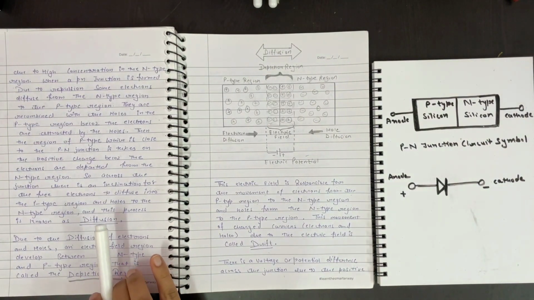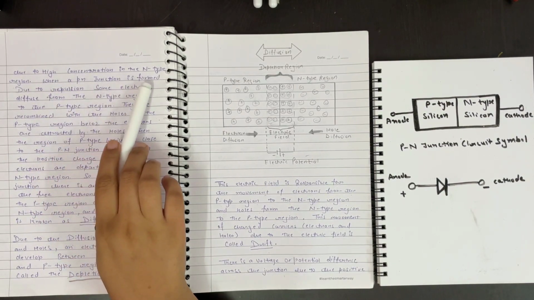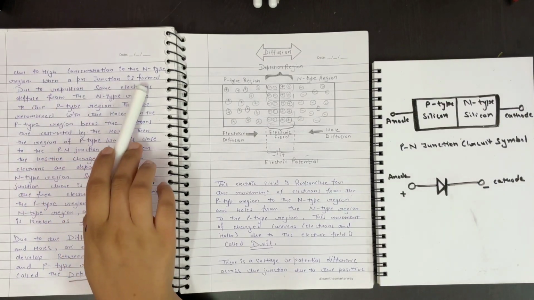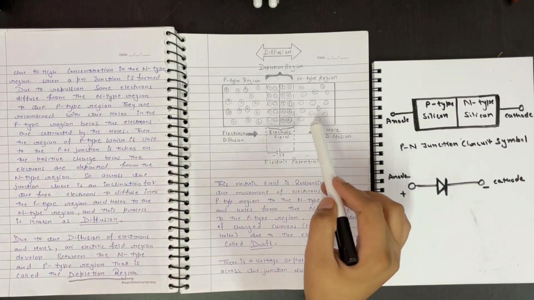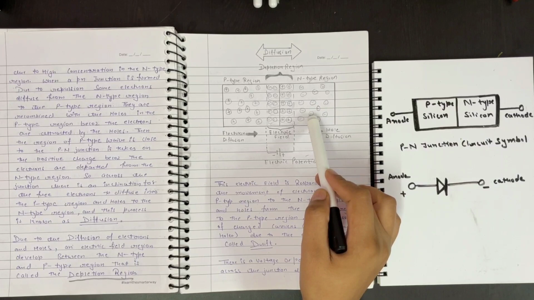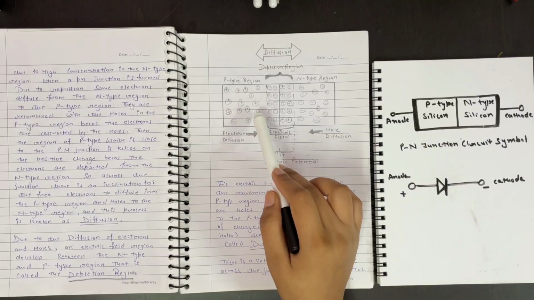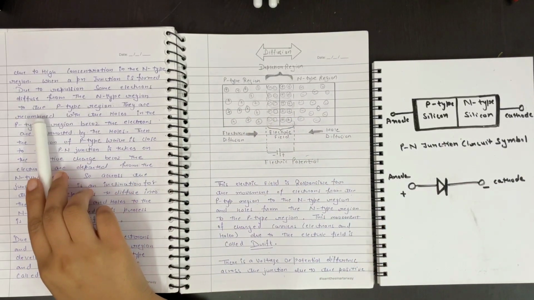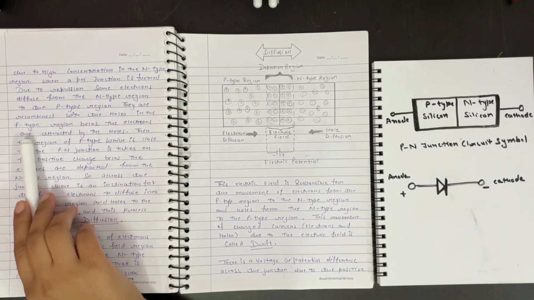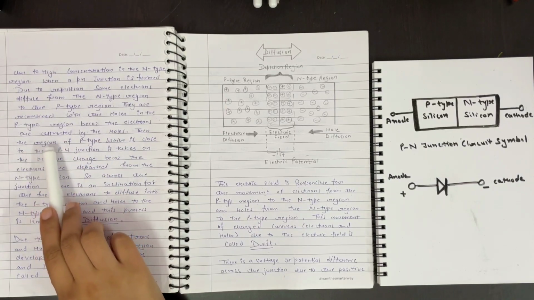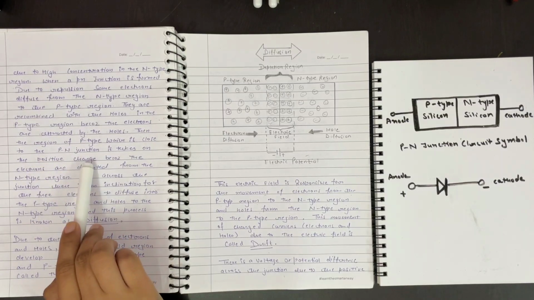These electrons repel each other due to high concentration in the n-type region. When a PN junction is formed, due to repulsion, some electrons diffuse from the n-type region to the p-type region. As we know, the concentration of electrons is high in the n-type region and the concentration of holes is high in the p-type region. They recombine with the holes in the p-type region because the electrons are attracted by the holes.